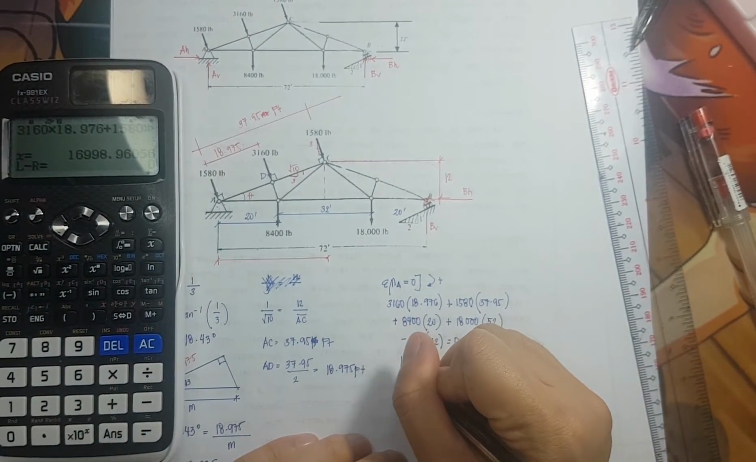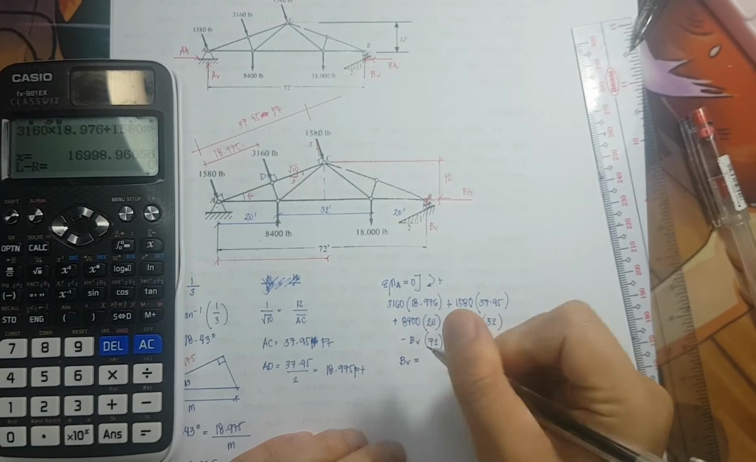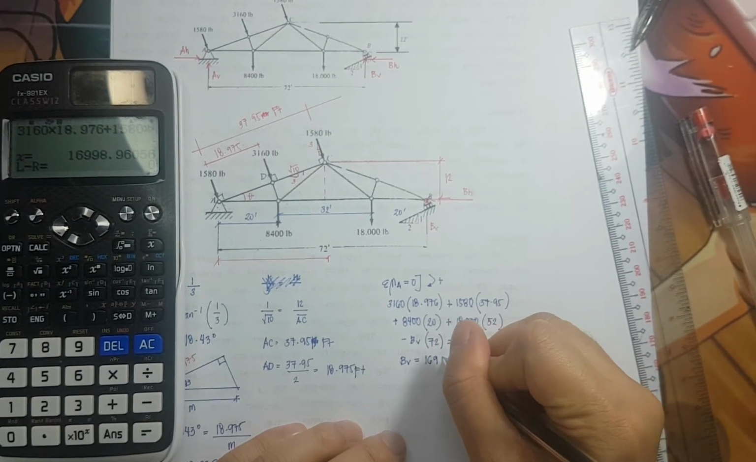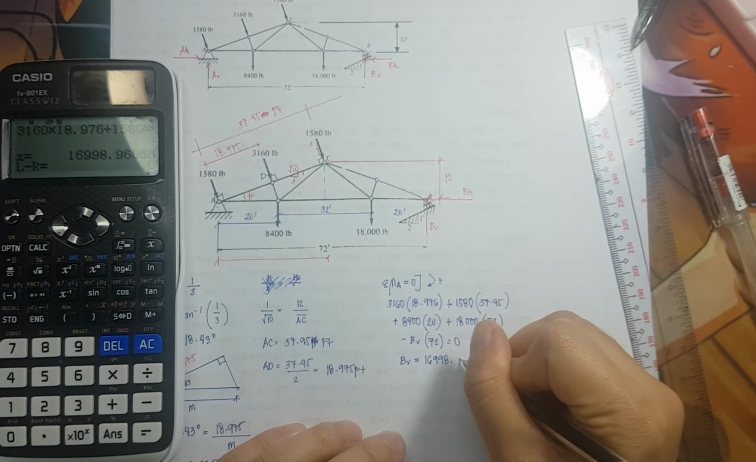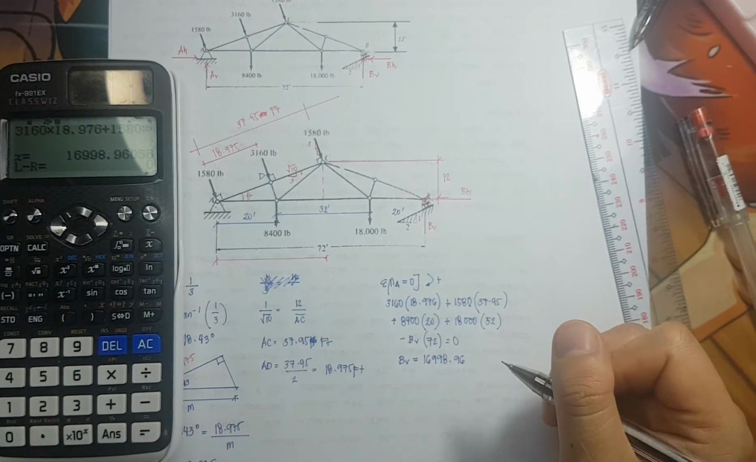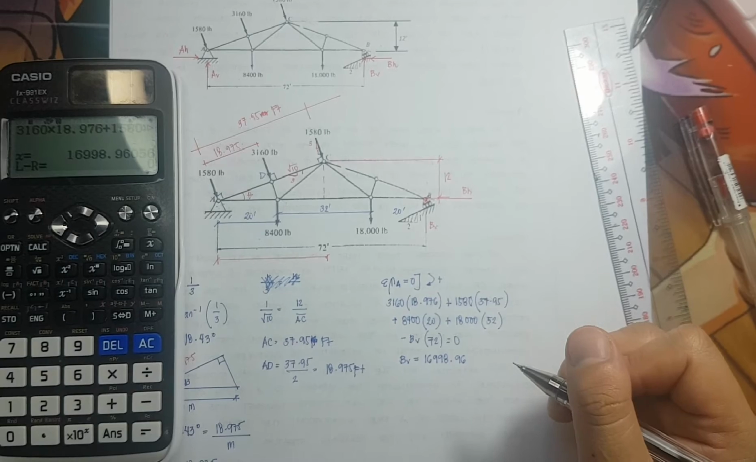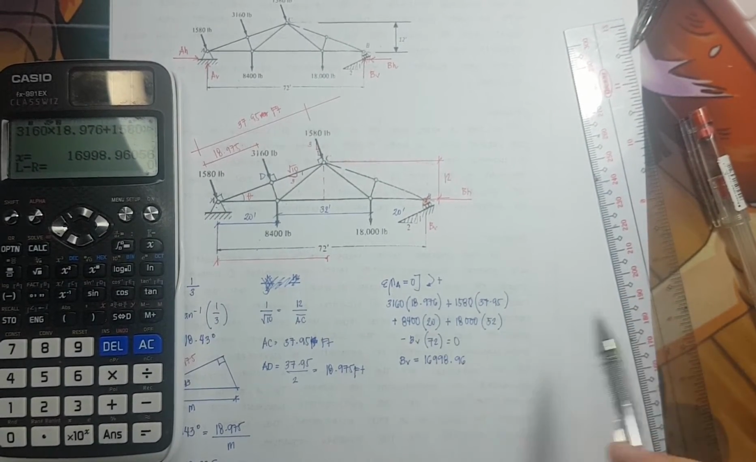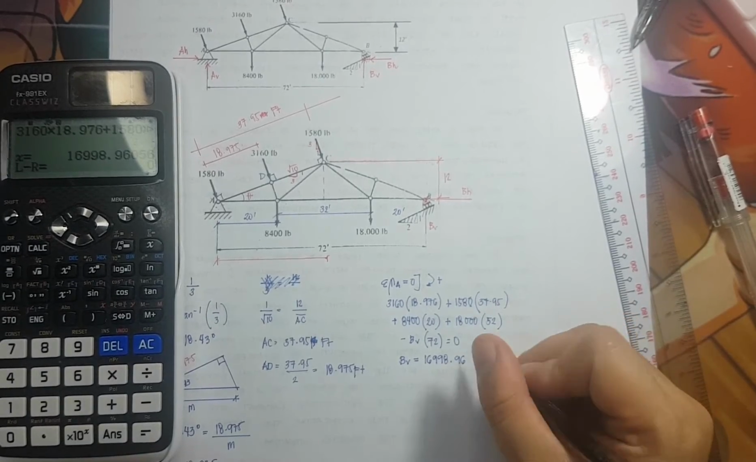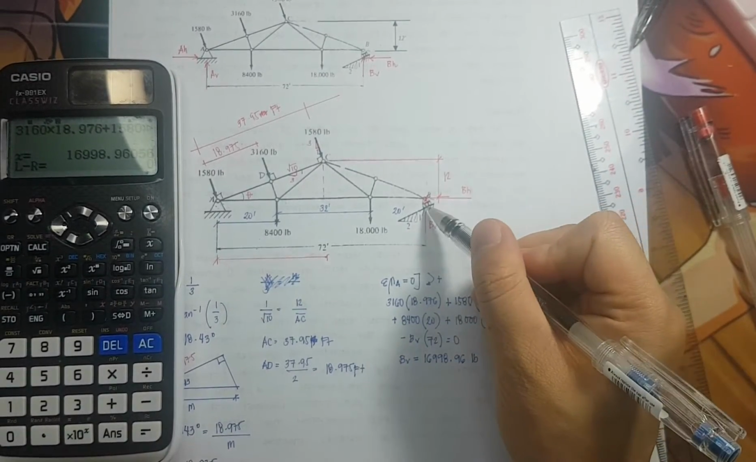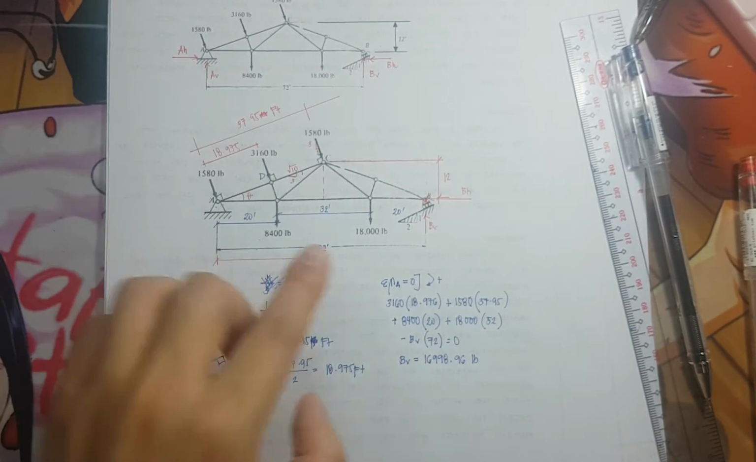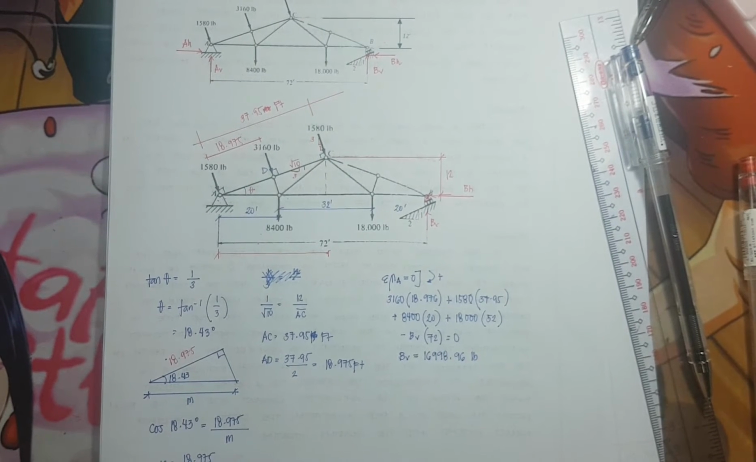And that is equivalent to 16,000. B vertical is equivalent to 16,998.96. So if I'm not mistaken, from your module, it is 17,000. So it is almost equal to 17,000 pounds, and our assumption is correct. It is pointing upwards. Okay.